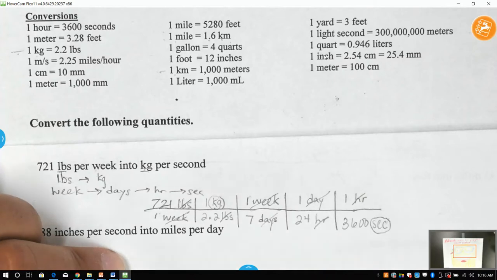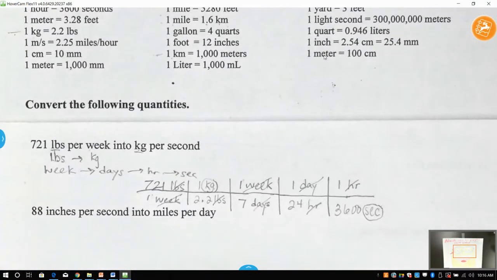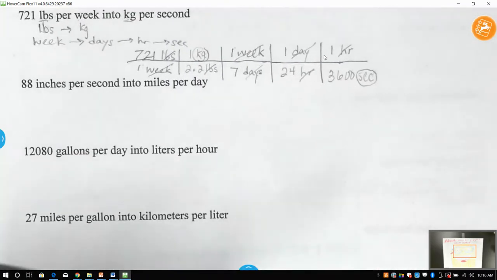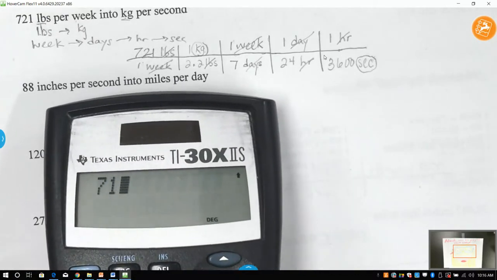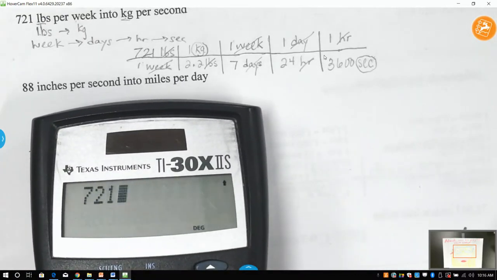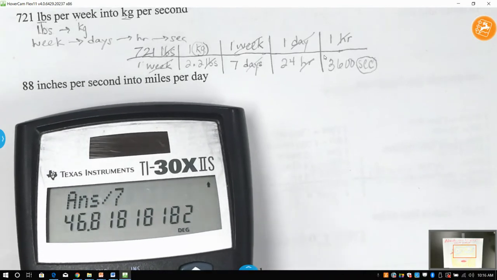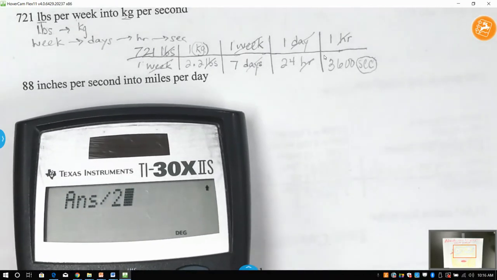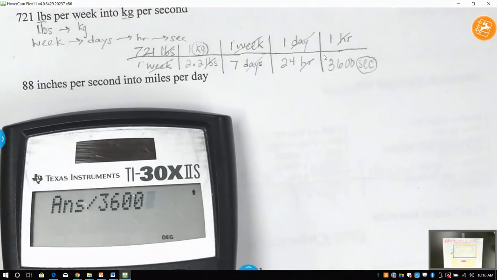Multiply everybody on top, but they're all ones, so we don't need to do that. And then divide by everybody on the bottom. So we're going to be doing, let's go with 721 divided by 2.2 equals, divided by 7 equals, divided by 24, and then divide by 3600.